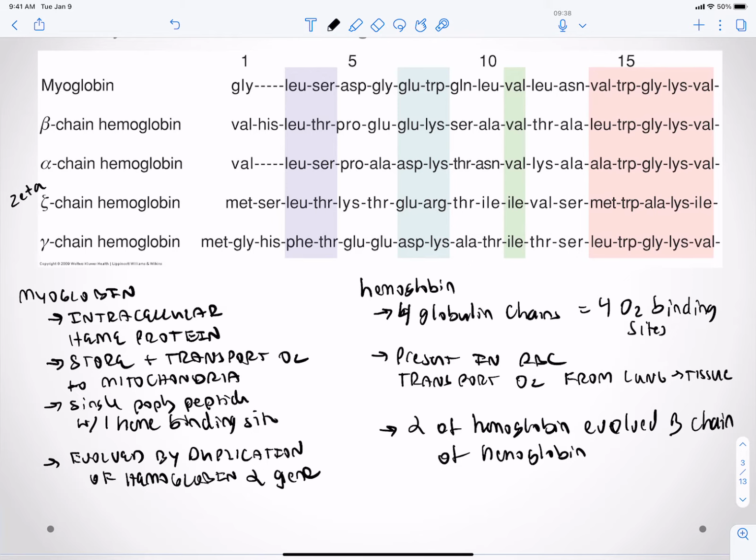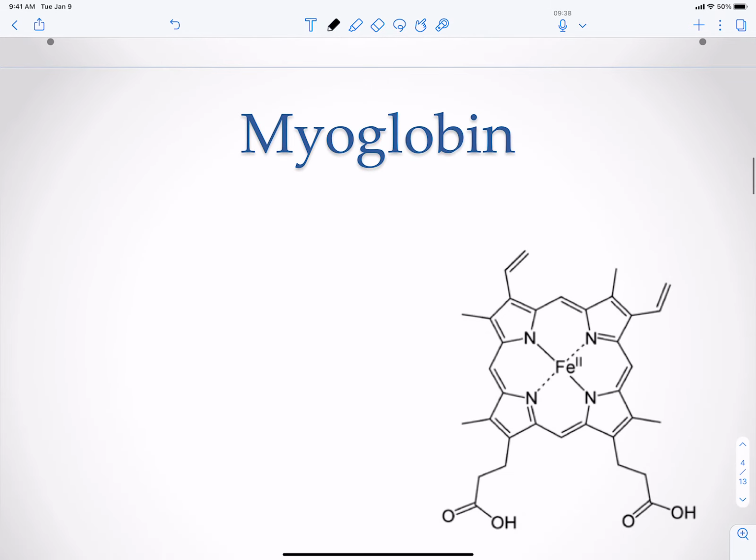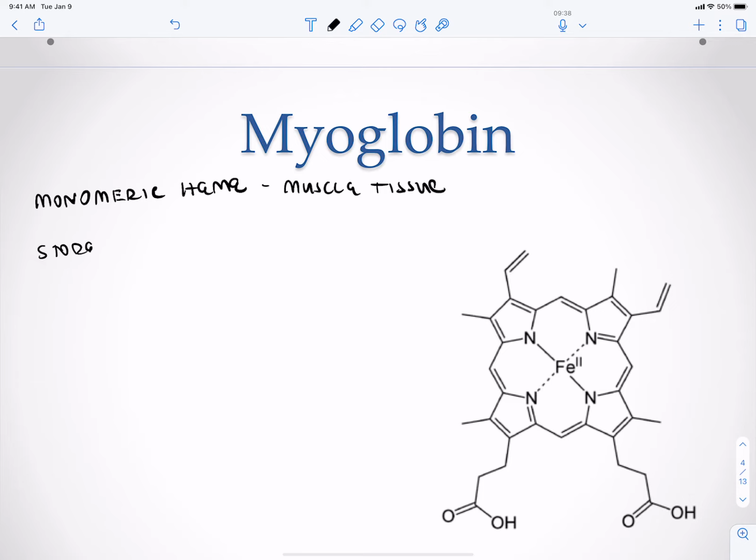Okay, so your myoglobin is shown here. Your myoglobin is monomeric heme. And it's found mainly in muscles. It stores oxygen inside of muscle cells. And during low levels of oxygen, oxymyoglobin will release its bound oxygen.